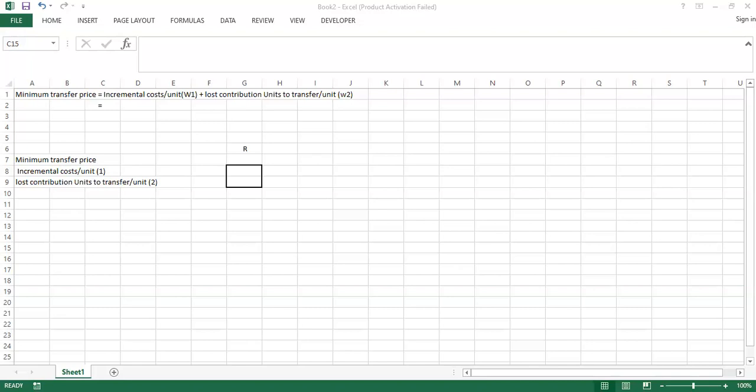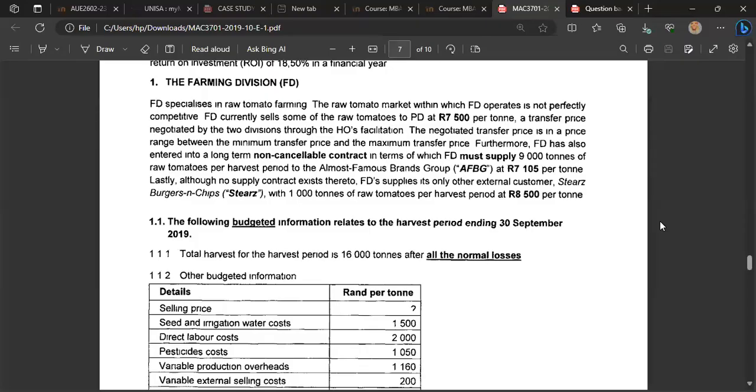FD specializes in raw tomato. Does anyone want to read for us? Please. Does anybody want to read for us? So we have a different voice, just so you don't get tired of listening to my voice. Let me share. Somebody or anybody that wants to read this for us. I'll read. Thank you, CD.